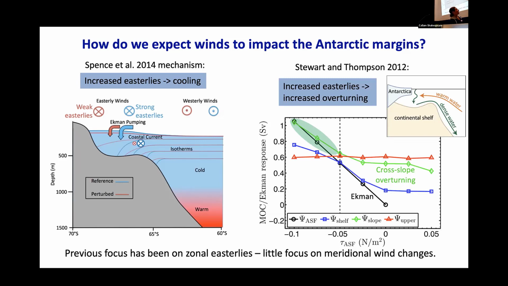The other previous experiments, from an idealized model, are Stewart and Thompson 2012. What they did here is just change the strength of the easterlies. They found, with the green being the overturning across the slope, this circulation here, that as they increase the easterlies, so more negative, the overturning increased. This largely followed the Ekman response: you're increasing the easterlies, you get more southward transport at the surface, more upwelling from below, and this increases your overturning.